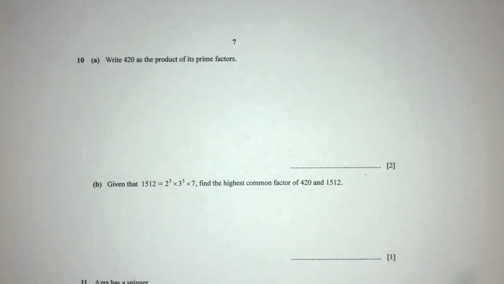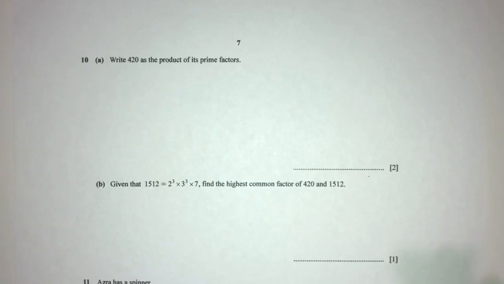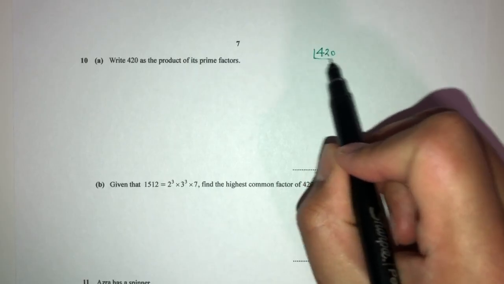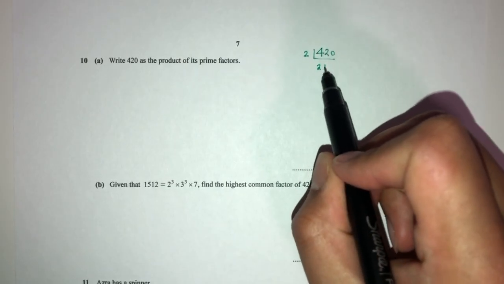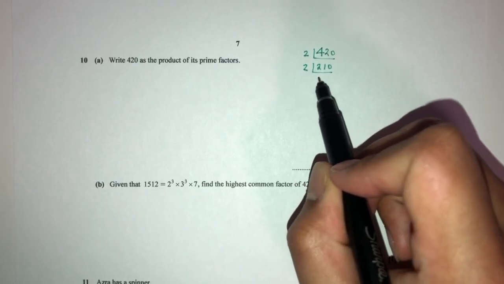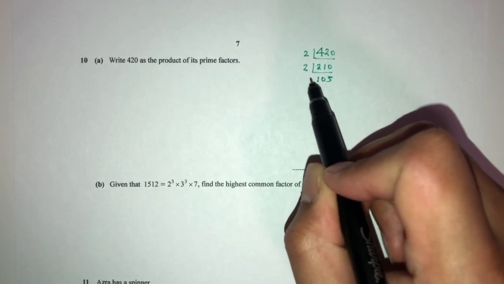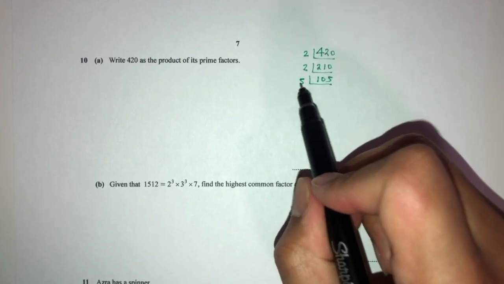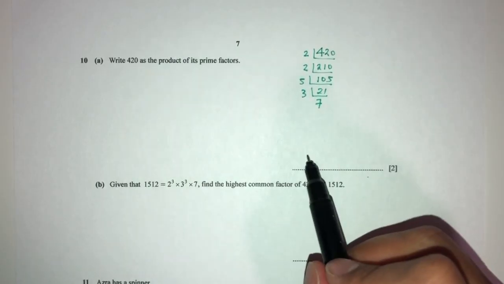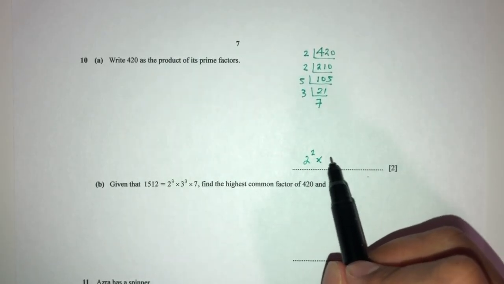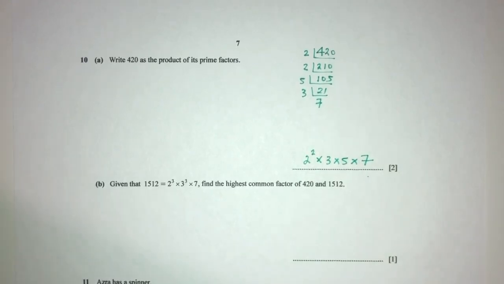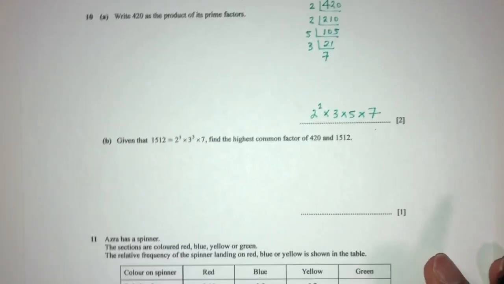Let's move on to question number 10. So here we have to write this as a product of its prime factor. Pretty easy again. 420 divided by 2, you will have 210. Divide by 2, you will have 105. Divide by 5, you have 21. Divide by 3, you have 7. So this will become 2 power 2 times 3 times 5 times 7. Okay, that will be the product of its prime factors.